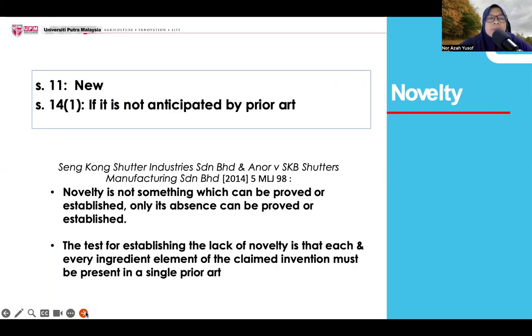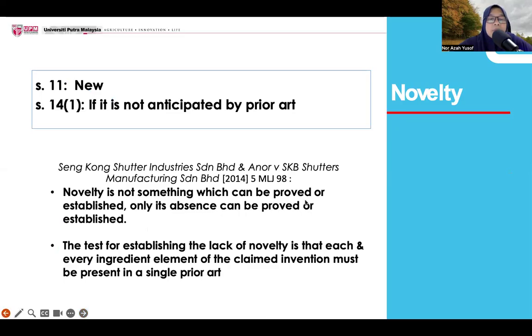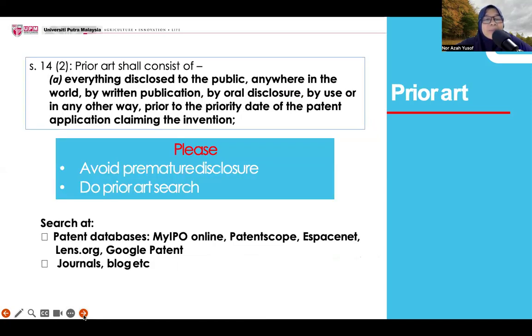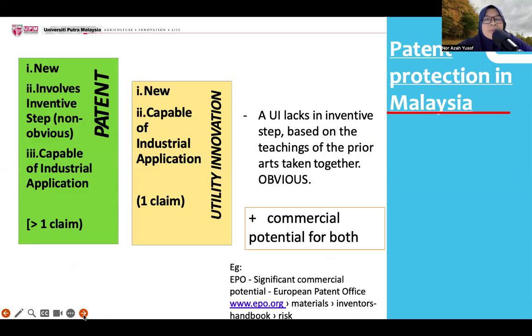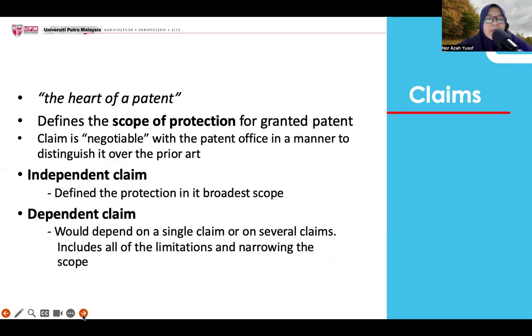All right. Here, novelty is not something which can be proved, it is only absent. I don't really understand. All right. Let's move on. This is the process. I'm not going to talk about the process.